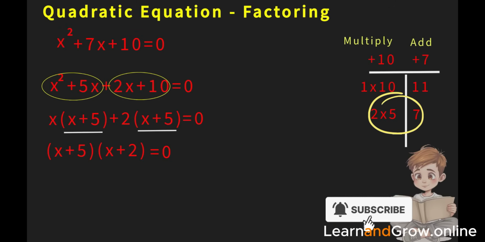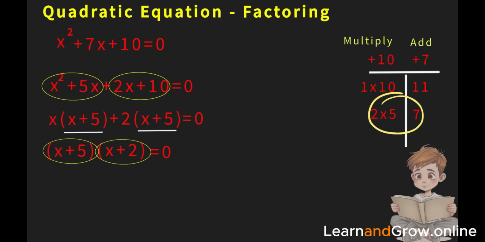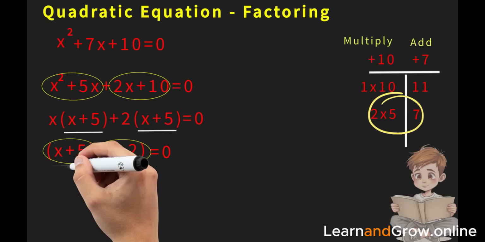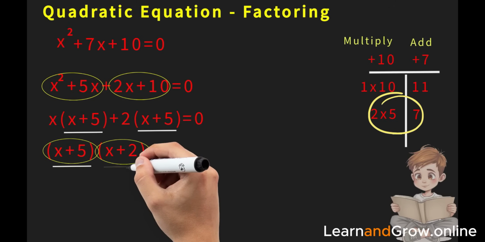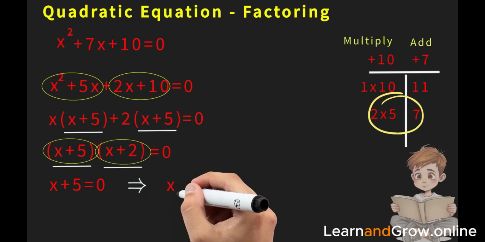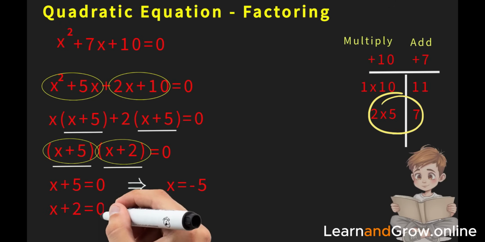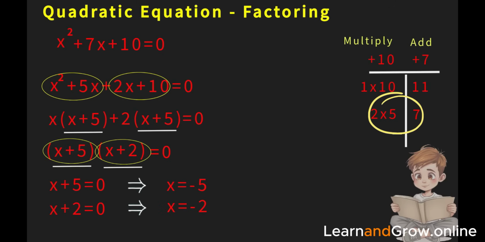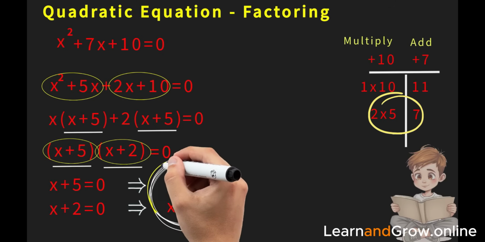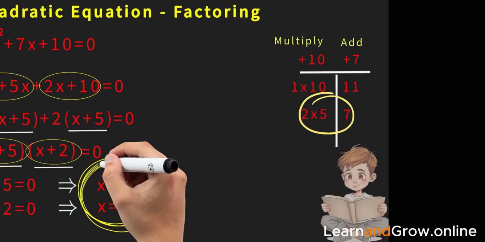We're very close to the solution now. Two terms, x plus 5 and x plus 2, are multiplying to give 0, which means either the first term is 0 or the second term is 0. So, if x plus 5 equals 0, then x equals negative 5. If x plus 2 equals 0, then x equals negative 2. Hence, the solutions of this equation are x equals negative 5 and x equals negative 2.